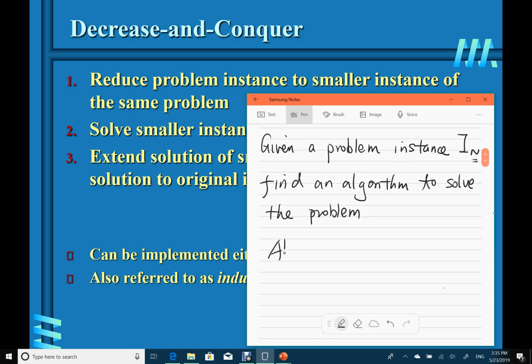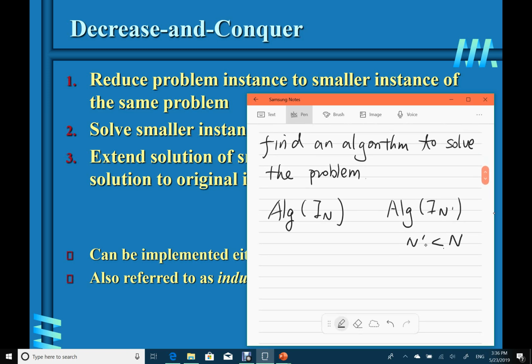Let's say we have algorithm ALG to solve AN. If we could find out that this algorithm is composed of ALG for AN minus AN prime, let's say AN prime is N prime, and N prime is smaller than N. If it's the same as N, it doesn't make sense. It's smaller than N. So it consists of this step, and this is equal to this step and this step.